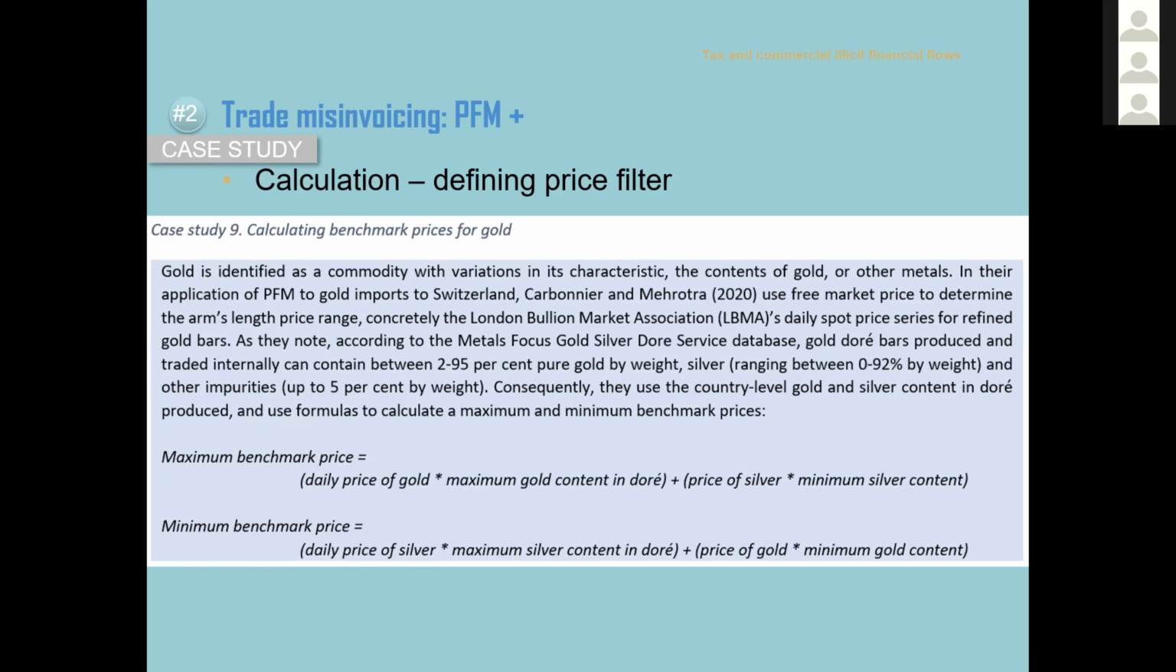So that's why they say, okay, we will have a maximum benchmark price, which will be based on the contents and the prices of gold and silver in these gold doré bars, and the minimum benchmark price as well. Gold is more expensive, so the maximum is essentially based on the maximum gold content, whereas the lowest level, the minimum price, has the minimum gold content included. By doing this, we are essentially trying to address the prices that are varying within a specific commodity code.